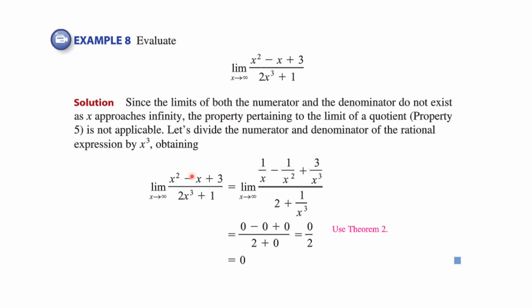So you divide top and bottom by x cubed. When we divide the top by x cubed, we get this expression. When you divide the bottom by x cubed, we get this expression. Now the limit of the quotient is the quotient of the limits. And so I will be using theorem 2 to say that this becomes 0, this becomes 0, this becomes 0. So it's 0 over 2, which is 0.